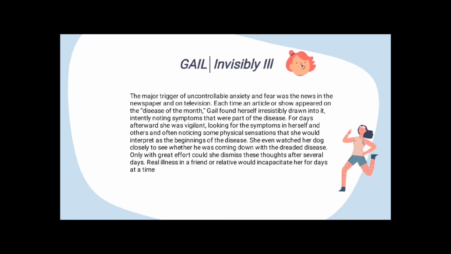The major trigger of uncontrollable anxiety and fear was the news in the newspaper and on television. Each time an article or show appeared on the disease of the month, Gail found herself irresistibly drawn into it, intently noting symptoms that were part of the disease. For days afterwards, she was vigilant, looking for the symptoms in herself and often noticing some physical sensation that she would interpret as the beginning of the disease. She even watched her dog closely to see whether he was coming down with the dreaded disease. Only with great effort could she dismiss these thoughts after several days. Real illness in a friend or relative would incapacitate her for days at a time.